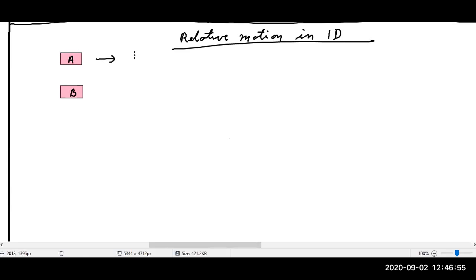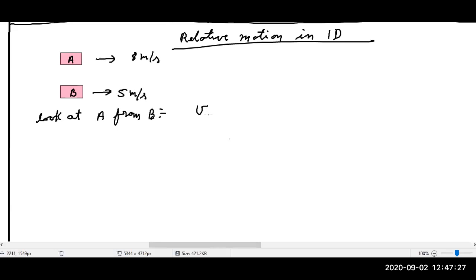If this car A is moving with speed 8 meter per second and B is moving with 5 meter per second, so if you see it from B, if you look at A from B, then how much velocity you will see? On the road, if you are having two cars, one is moving with 8 meter per second and the second one is moving with 5 meter per second, so if you look from B to A, how much speed you will see?